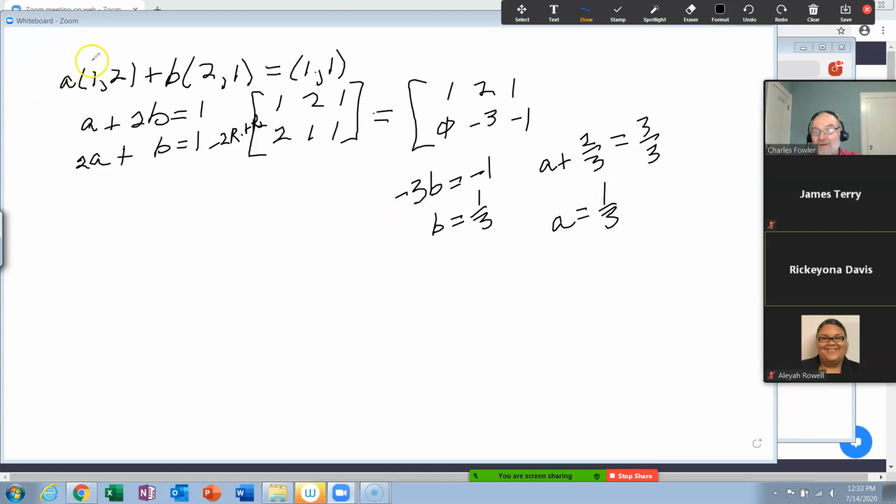Get the pen on that. 1/3 plus 2/3. A and B are both 1/3. 1/3 plus 2/3 is 1, and 2/3 plus 1/3 is 1. Yeah, that works.